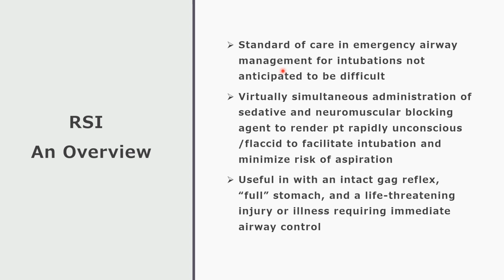In rapid sequence intubation, there is virtually simultaneous administration of a sedative and a neuromuscular blocking agent to render a patient rapidly unconscious and flaccid in order to facilitate emergency endotracheal intubation and to minimize the risk of aspiration by minimizing the duration of patient apnea and the time the airway is unprotected. RSI is particularly useful in the patient with an intact gag reflex, a full stomach, and a life-threatening injury or illness requiring immediate airway control.